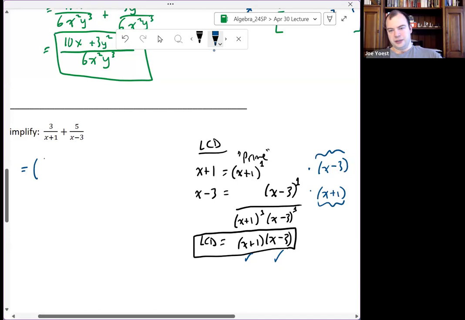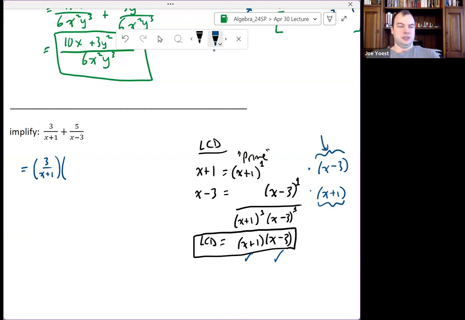And just like before, I have 3 over x plus 1, my initial fraction. I need to supplement with a factor of x minus 3 on the bottom. But of course, if I just slap an x minus 3 in the denominator, that changes the value of the fraction. I need to multiply and divide by the same thing, so that net I'm multiplying by 1, and I can get an equivalent fraction with a denominator of the LCD.